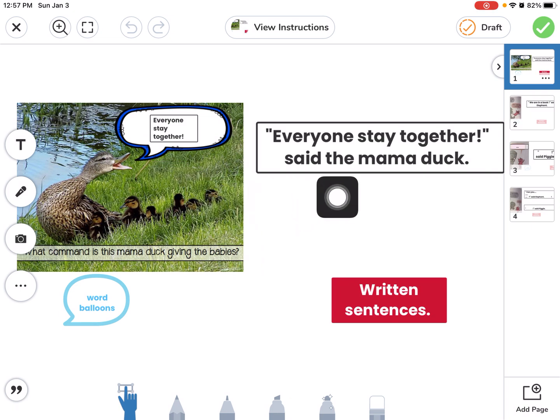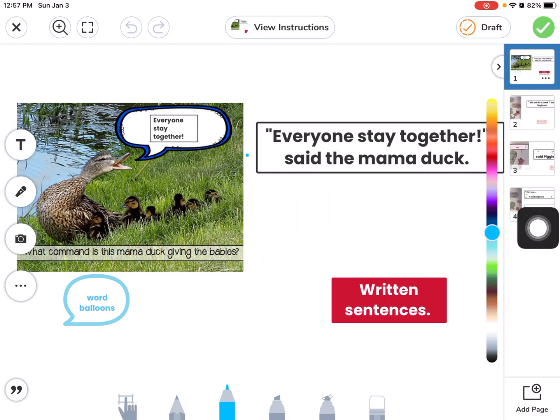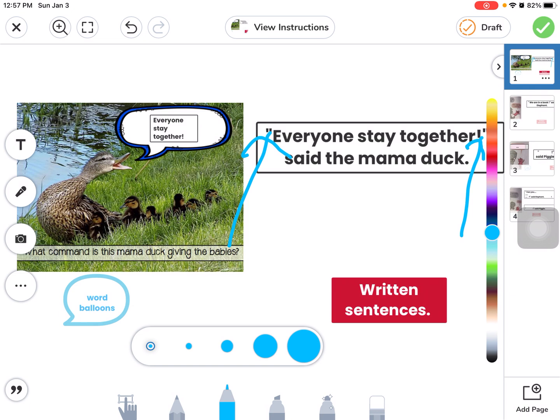But then when you go here, you've got to make sure that you have quotation marks at the beginning, quotation marks at the end, and then you have what's called a speaker tag. Said the Mama Duck. And again, in the beginning, I'm going to do this for you to help you out. Let's look at another one.